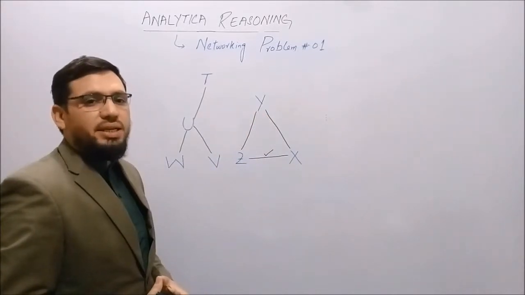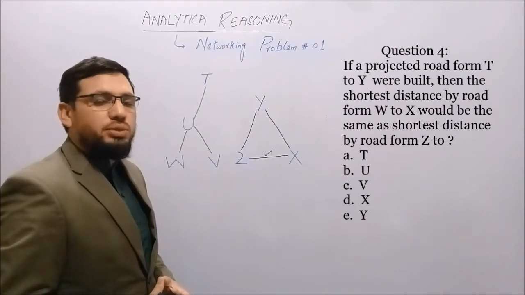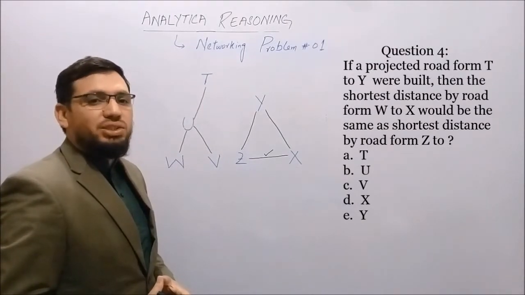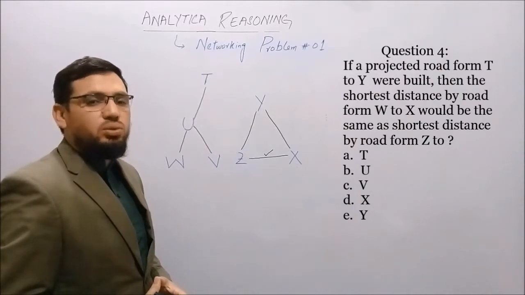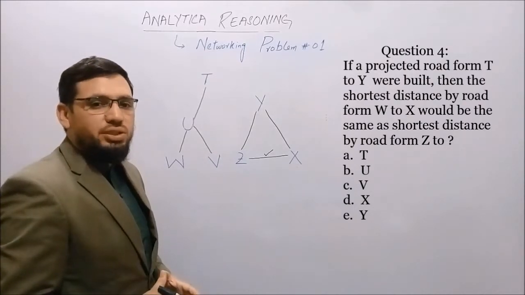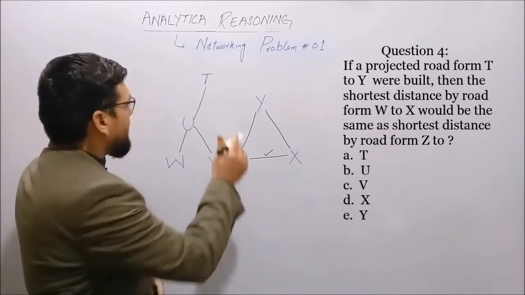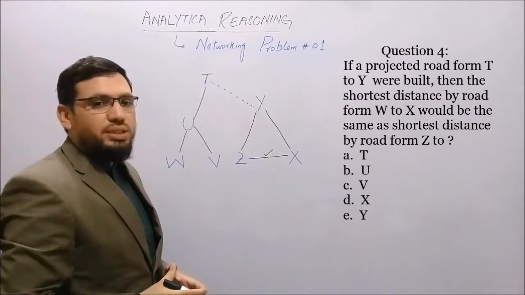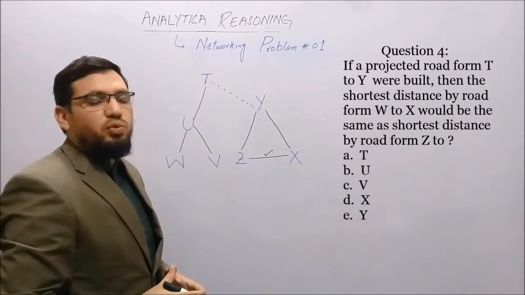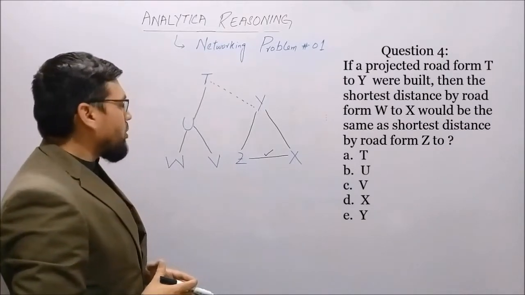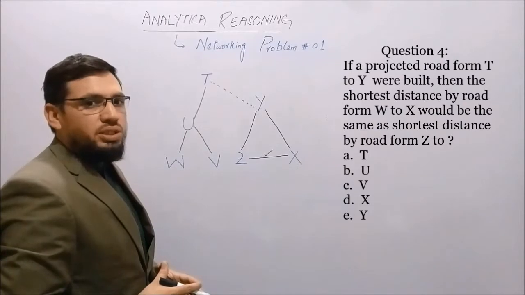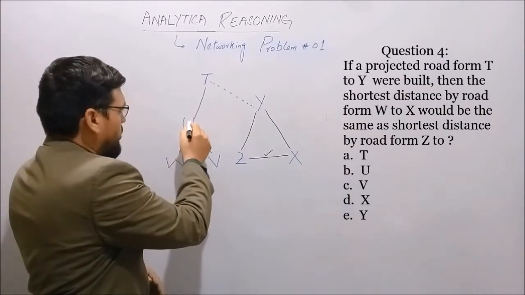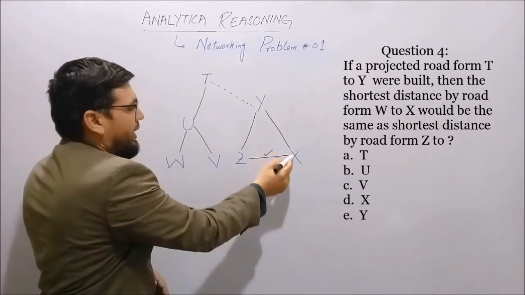The fourth question is, if a projected road from T to Y were built, then the shortest distance by road from W to X would be the same as the shortest distance from Z to which town? Let's make a projected route first between T and Y. Over here, we made a projected route between T and Y. And right now, let's move from W to X. If we move from W to X, the possible or the shortest way is first to U, then T, then Y, and then X.